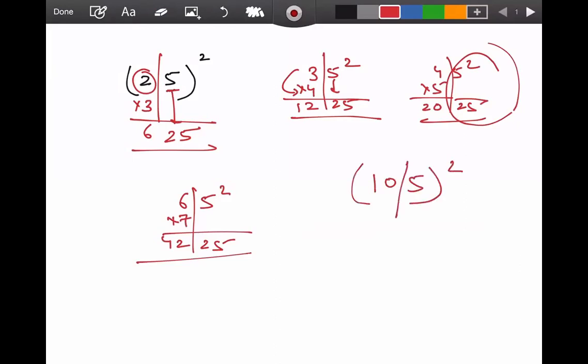So, 10 into 11 is 110 and 25. 11025. Is this clear, guys? Yes, sir. Got it.